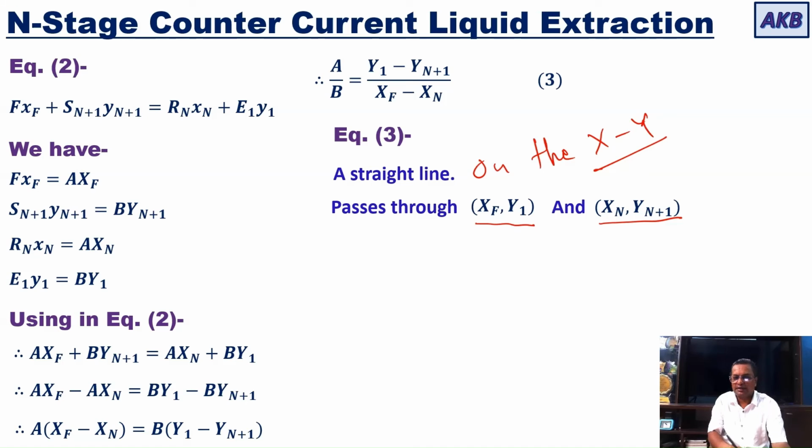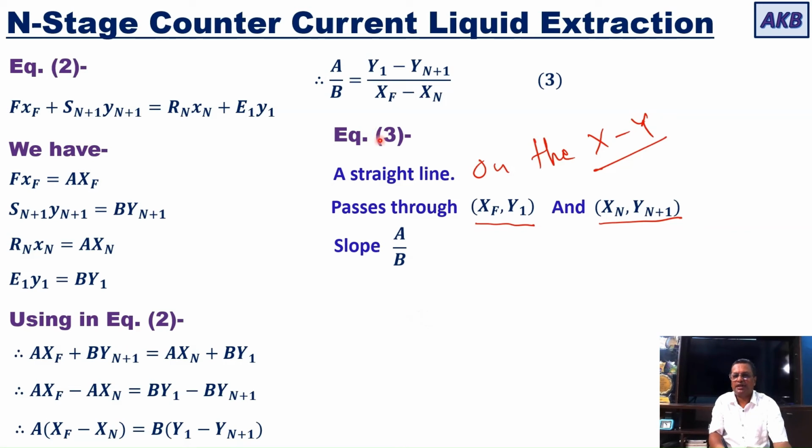Now, if you look at equation number 3 on the right hand side, in the numerator, we are subtracting y coordinate of this point from the y coordinate of this point. And in the denominator, we are subtracting x coordinate of this point from the x coordinate of this point. So, there is no need of rearranging it. The equation number 3 is already present in an appropriate form. So, it will be a straight line that passes through these 2 points, and the slope of this line will be A upon B.